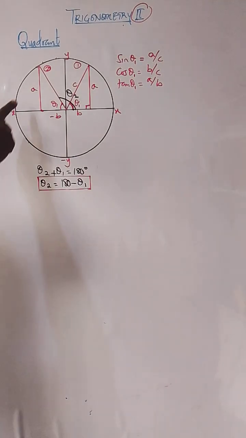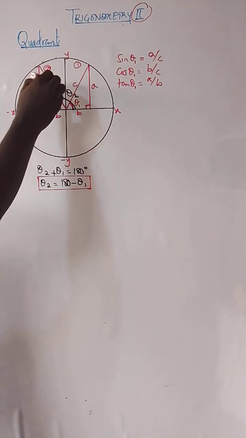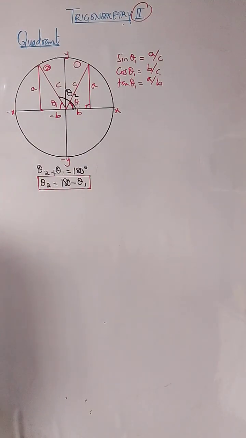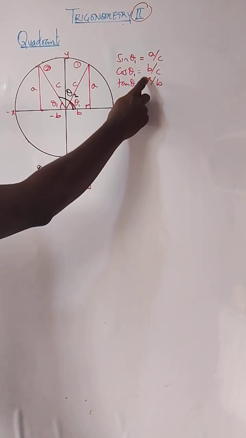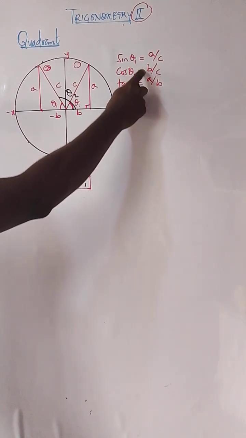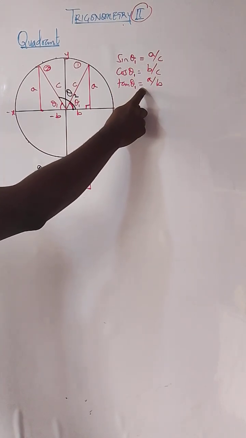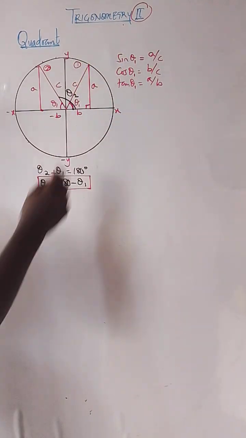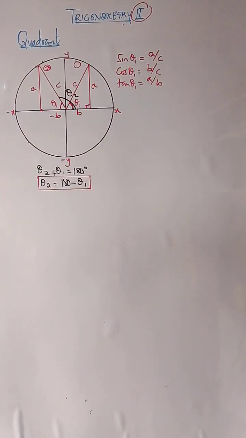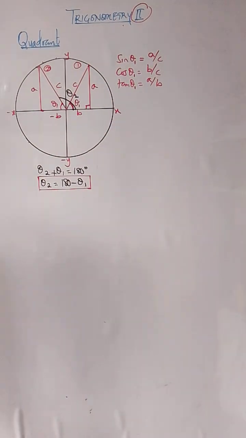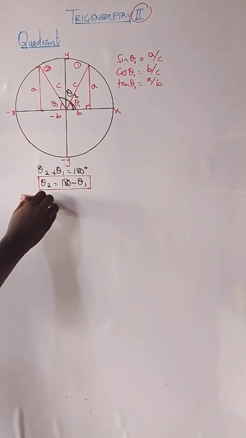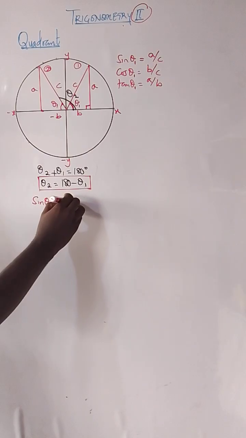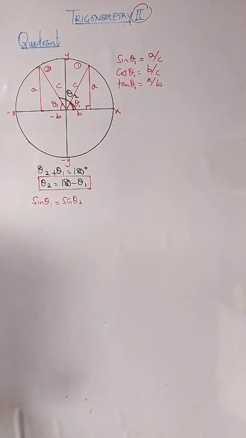Now if you observe, A is still positive, C is still positive, but B is now negative. If B is negative, what will be affected? Cos and tan will be affected because they both have B. So cos and tan will be negative, but sine remains positive. So this implies that sine theta 1 in the first quadrant will have the same value as sine theta 2 in the second quadrant.